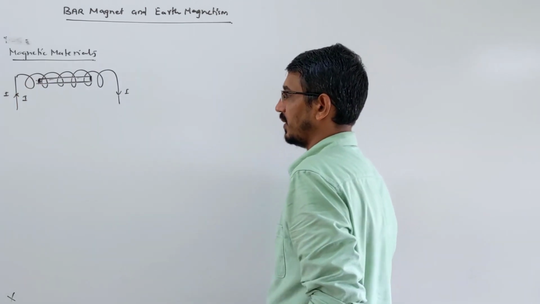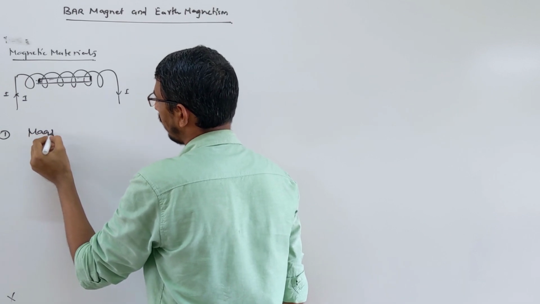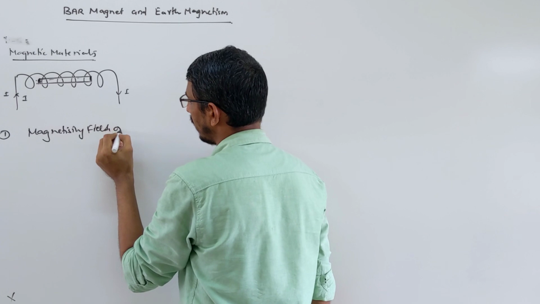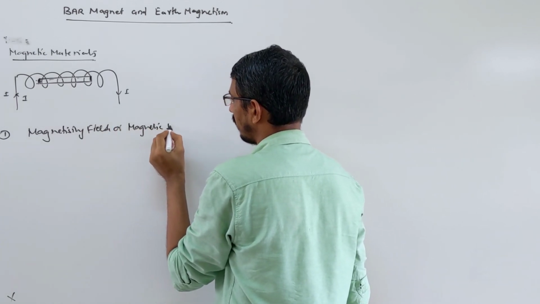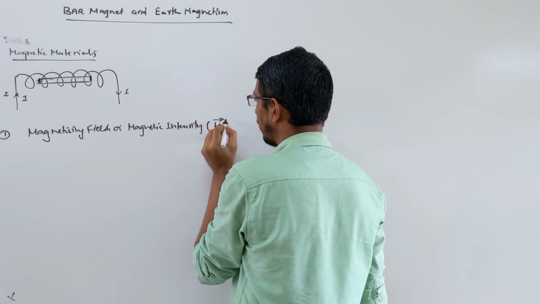Okay, so in this chapter we are interested in some definitions and relations. Let's talk about what they are. One definition is called the magnetizing field, or people also call this the magnetic intensity. They write it as capital H, and it's a vector quantity.